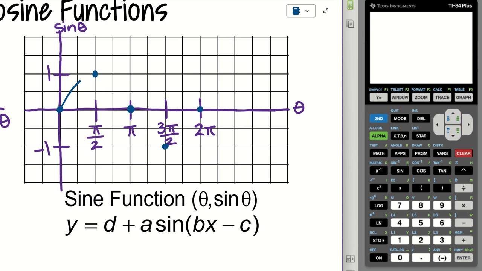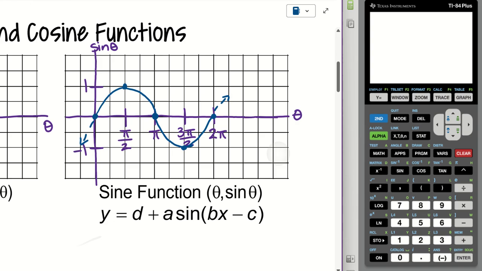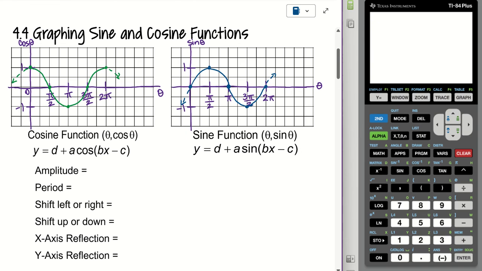So we've got our basic shape for our sine function. We know what it looks like. It continues infinitely in both directions. Okay, so remember, sine and cosine are technically the same graph. One is just a shift or a translation of the other.